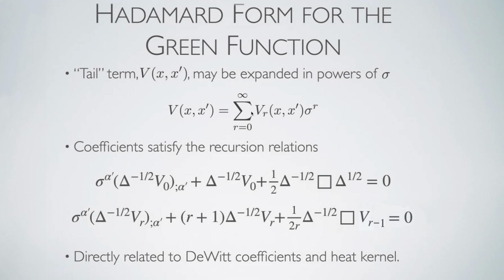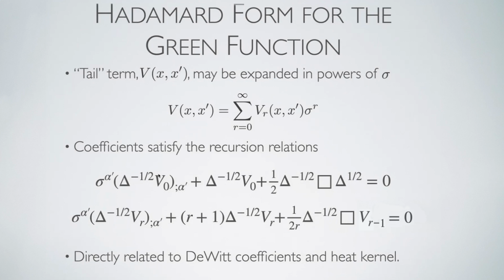The thing about that is you can write down equations for these V_r, which are transport equations. They're ordinary differential equations along geodesics. So the first term is given by the derivative along the geodesic of V_0 plus an extra term involving V_0 plus a term involving the box of the Van Vleck determinant is equal to 0. This is an ordinary differential equation, a transport equation for V_0. And likewise, you can write down similar transport equations for all the other terms in this Hadamard series.